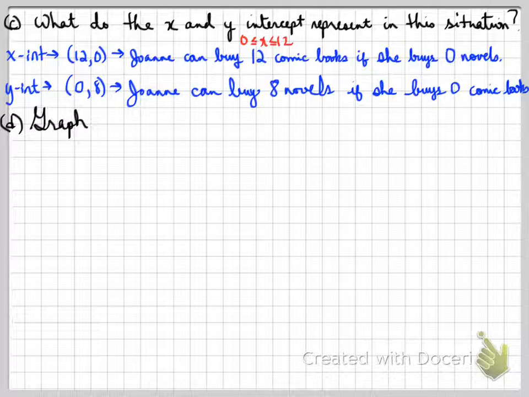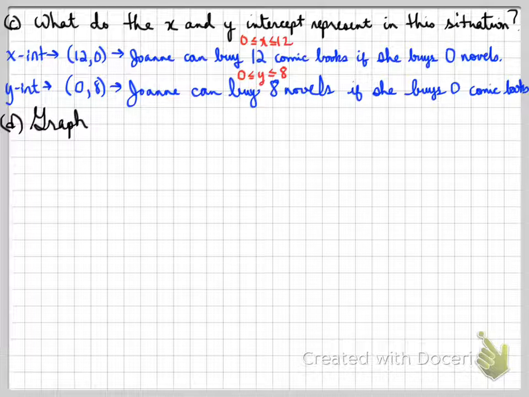In the second part, it says Joanne can buy 8 novels. What does that mean? Well, in terms of y values, it means she can buy between 0 and 8 novels with the money she has. Okay, so one more time. With the (12, 0), she can buy anywhere between 0 and 12 comic books. With the (0, 8), she can buy anywhere between 0 and 8 novels.